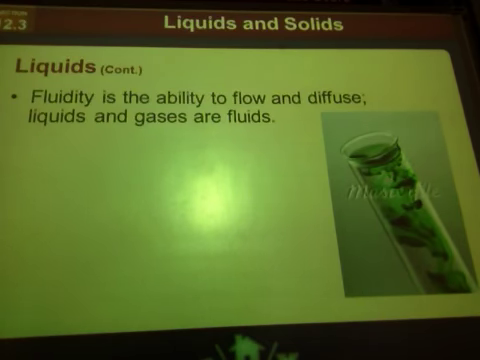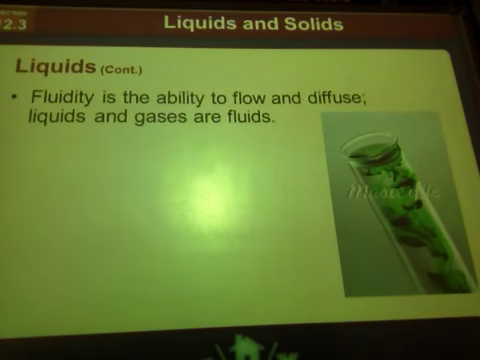I put this picture up here because this is an example of a liquid diffusing through another liquid. And we know that liquids diffuse more slowly than gases at the same temperature, just because the intermolecular attractions are going to interfere with the flow. Since liquids have stronger intermolecular attractions holding those liquid particles together, they're not going to diffuse as quickly as a gas would.